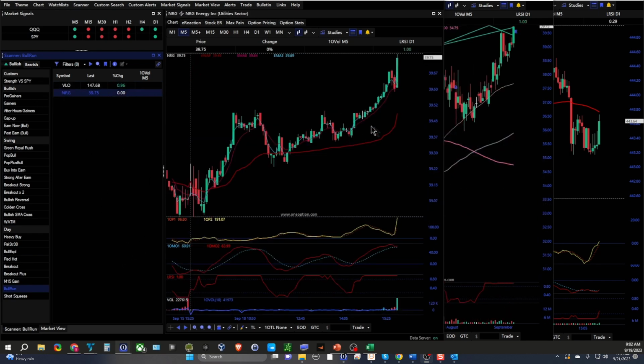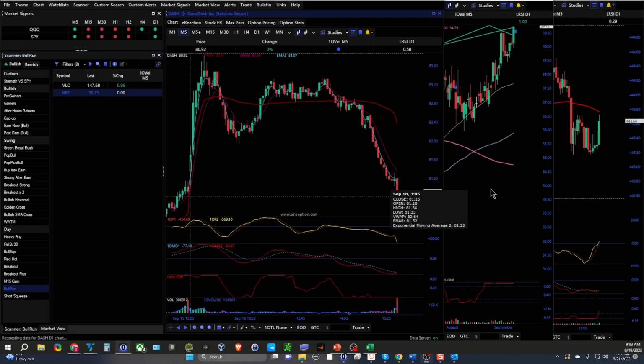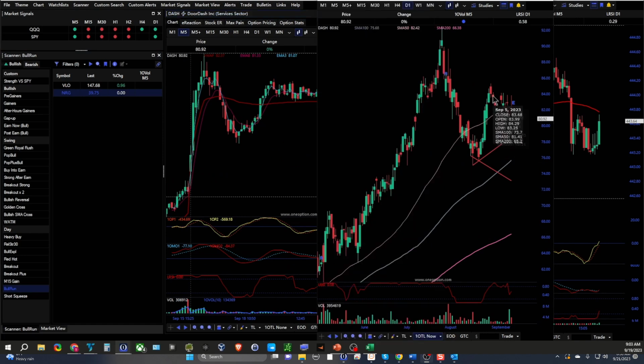This is a bad example, but this is a good example, and this is from yesterday. So this is showing all of these green bars in a row. That would be something that's on Bull Run. So let's look at Dash on the 30th of August. You can see the daily chart. It is breaking out above this long green bar.